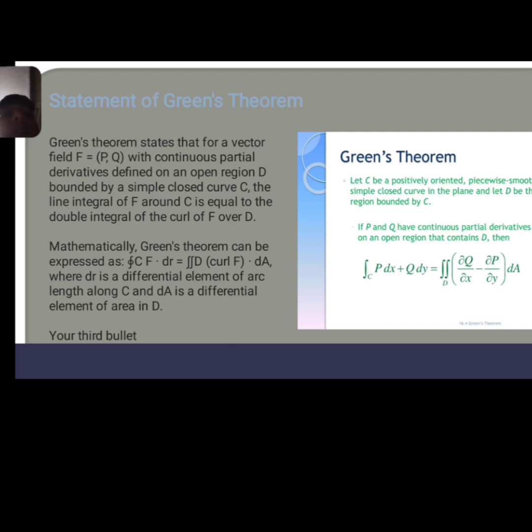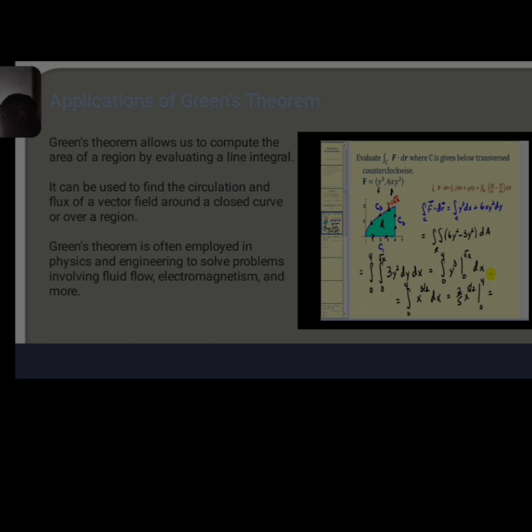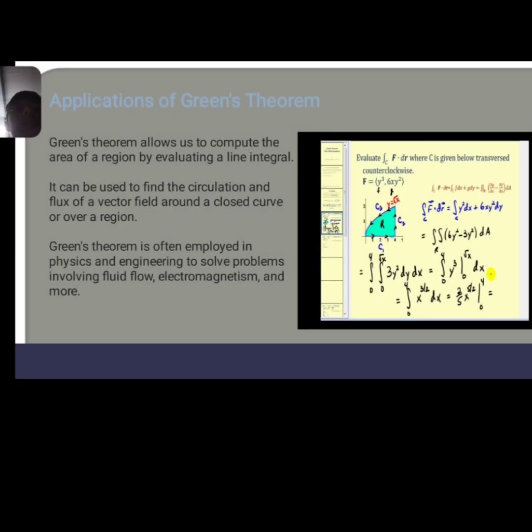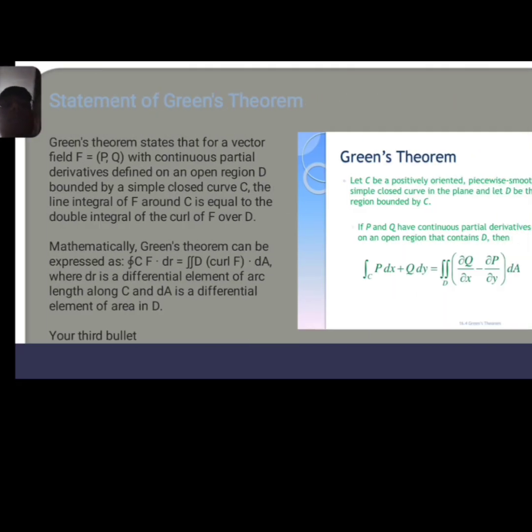Mathematically, Green's theorem can be expressed as the line integral over C of F dot dr equals the double integral over D of curl F dA, where dr is the differential element of arc length along C and dA is the differential element of area in D.